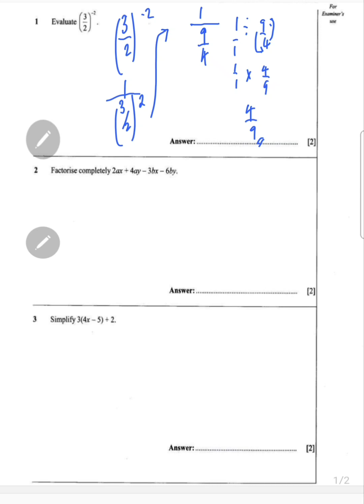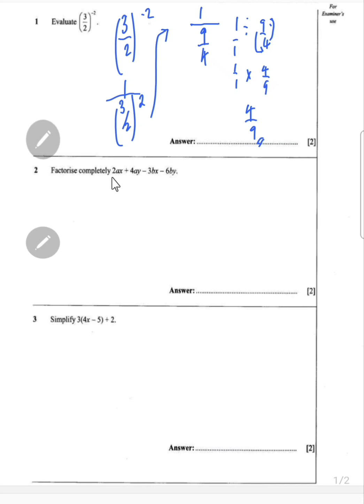Then look at 2, factorize completely. We have 2ax plus 4ay minus 3bx minus 6by. So how do we factorize this? We can factorize that by grouping terms. You check the terms which have anything common. So these luckily have already been grouped.